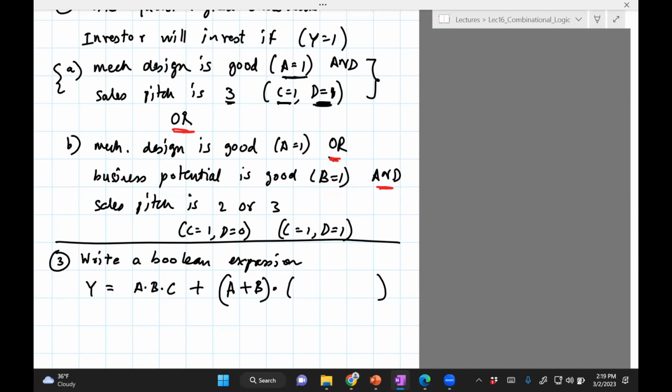So again, I try to figure out what can I do with C and D such that the product of these equates to 1. If I have C equals 1, D equals 0, I need to take C times D complement, because if I do C times D complement, I'll get 1 times 1, which is 1, plus C equals 1, D equals 1, C dot D.